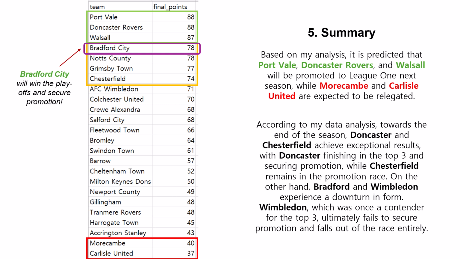I also see form trends. Doncaster and Chesterfield finished the season very strong. Doncaster moved into the top 3, while Chesterfield stays in the promotion race. And conversely, teams like Wimbledon and Bradford experienced a drop in form. So Wimbledon was once in contention for promotion, but ends up falling out of the race. And based on this simulation and current form trends, the model predicts that Bradford City will win the playoffs and achieve promotion.